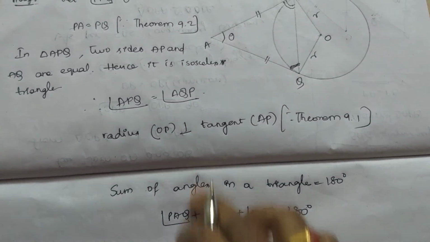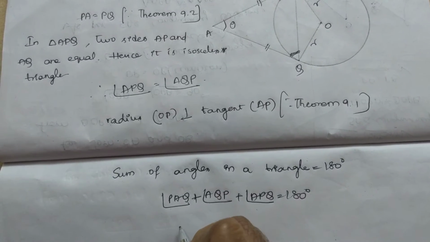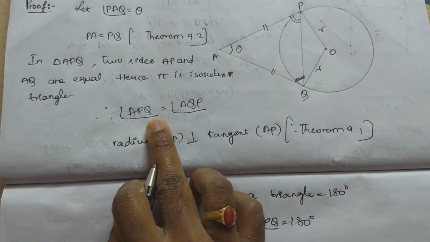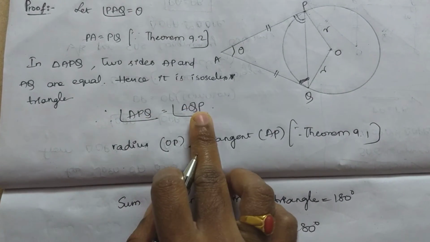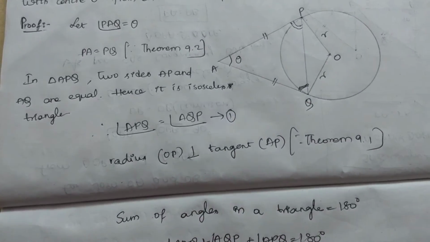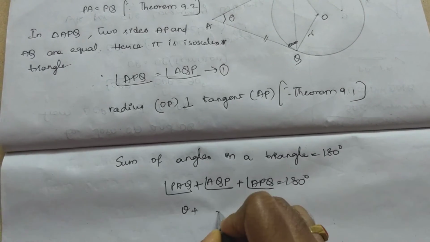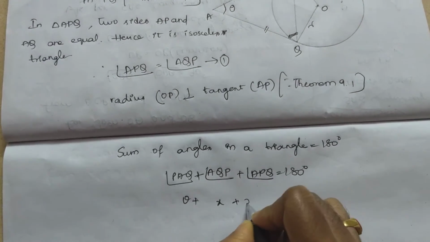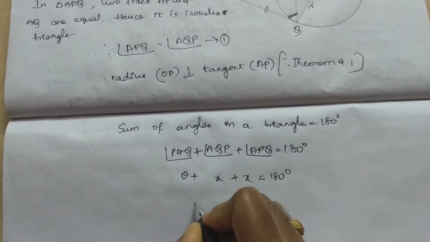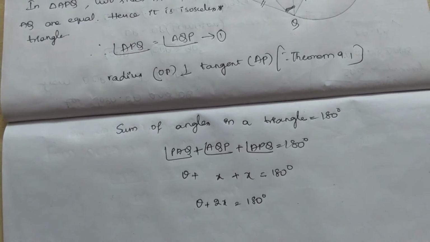So what is angle PAQ? In the starting we assumed it as theta. Write the same thing here, theta plus, and what is angle AQP? See here, we got angle APQ equals angle AQP. Put this as equation 1. So theta plus, let me assume it as x, x plus x equals 180 degrees. So theta plus 2x equals 180 degrees.